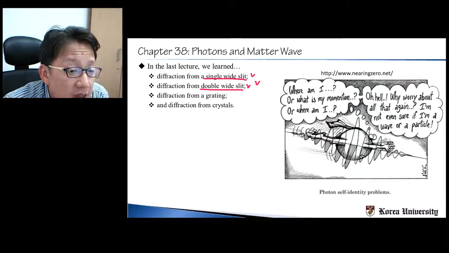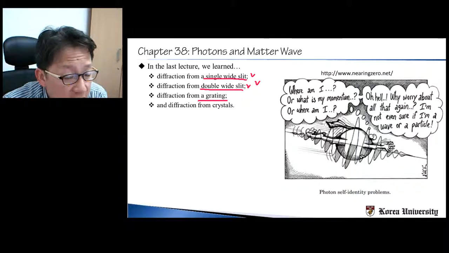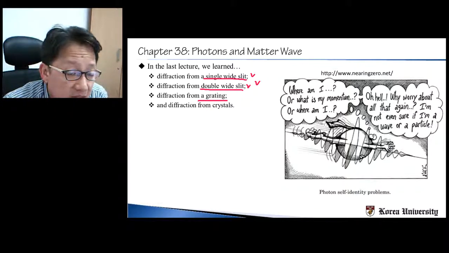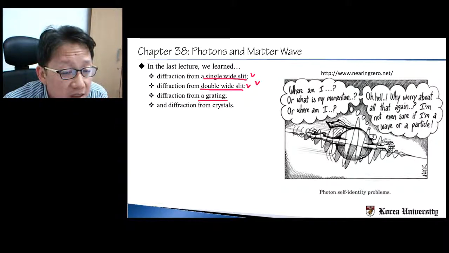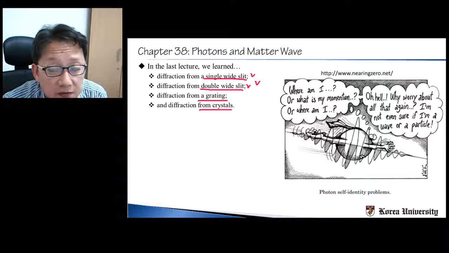And we also learned the diffraction from a grating, which is the many-slit case. In this case, the position of the bright spots is equal to the position of the bright parts coming from the double slit, but there were no particular minima because everywhere else was simply dark. Okay, and we also learned the diffraction from crystals, from which we studied Bragg's law of diffraction.